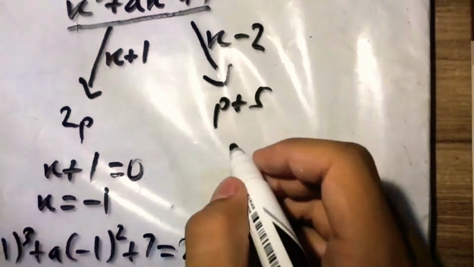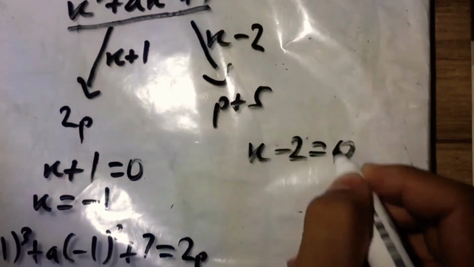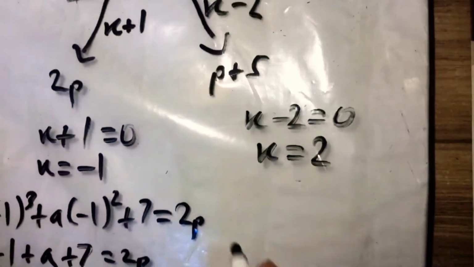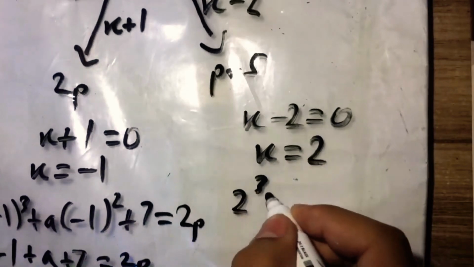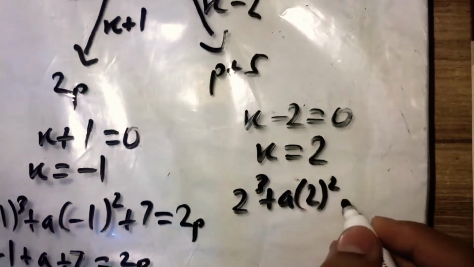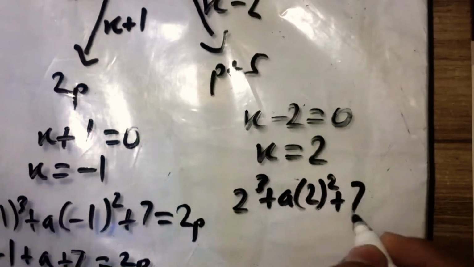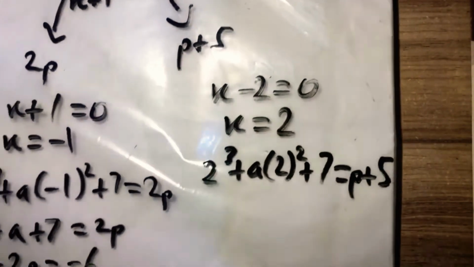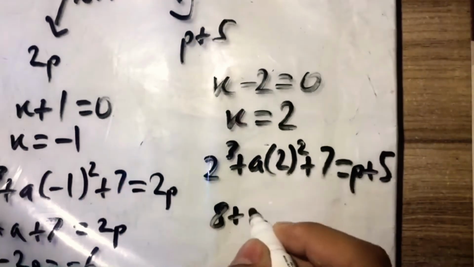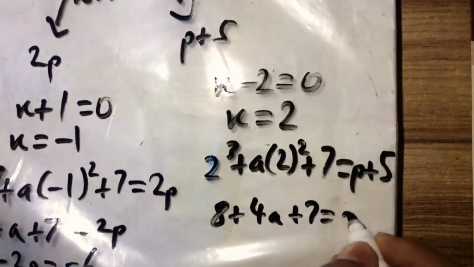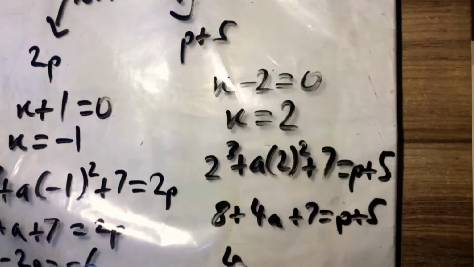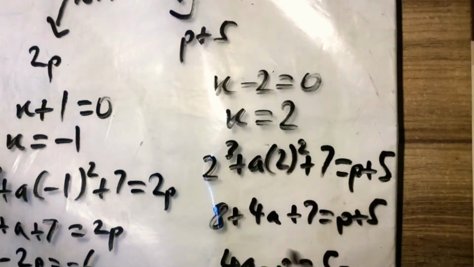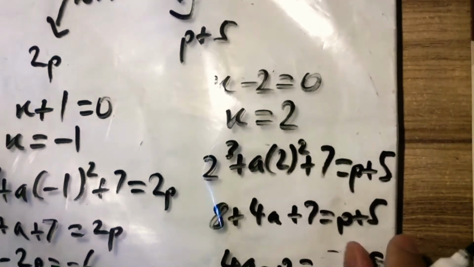Now taking x minus 2 equals 0 gives us x as 2. Now substituting 2 into this equation, so 2 cube plus a times 2 square plus 7 equals p plus 5, which is the remainder. 2 cube is 8 plus 4a plus 7 equals p plus 5. 4a minus p equals 5 minus 15. So this is minus 10.